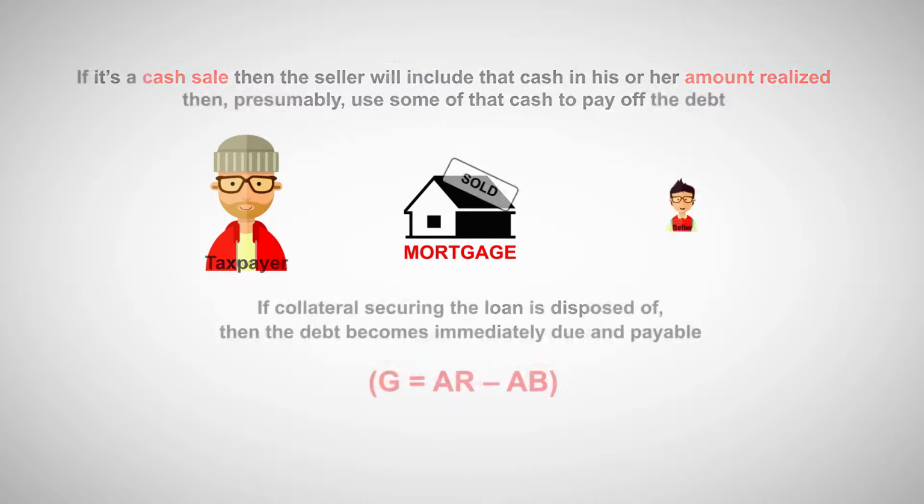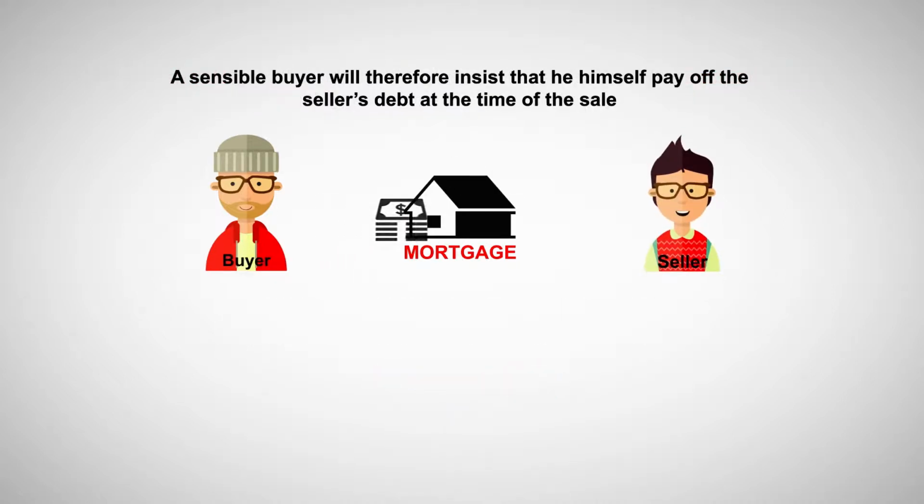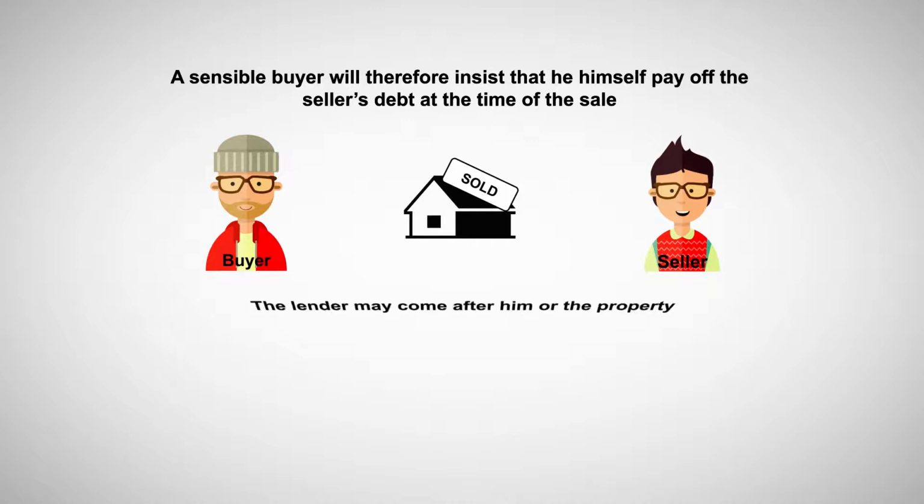In such a case, a sensible buyer will insist that he himself pay off the seller's debt at the time of the sale. If he doesn't do so, then the lender may come after him, or in particular, the property he purchased, to satisfy the debt.